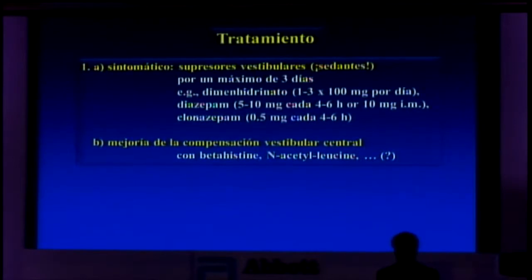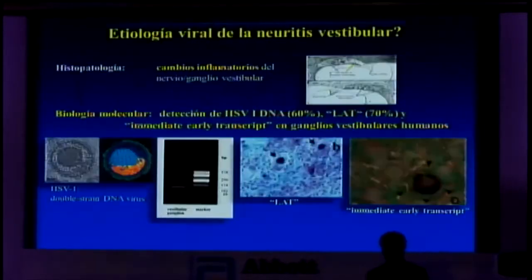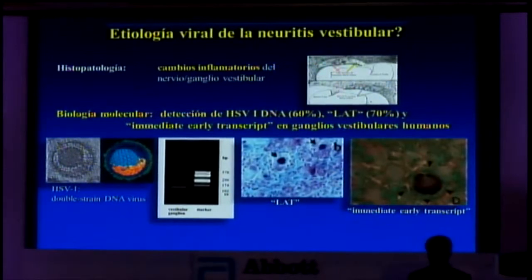Later, at the end of the day, I'll show you a new drug which has a tremendous effect on symptoms. If you give these vestibular suppressants, they're all sedatives. You should not give them longer than 3 days because they delay central compensation. We often give dimenhydrinate, and in severe cases you can also give benzodiazepine. Central compensation: there's good evidence from animal experiments that betahistine and acetyl-leucine improve central compensation. So you can give your patients for, let's say, 3 to 4 weeks betahistine in a high dosage. What about a causative treatment?